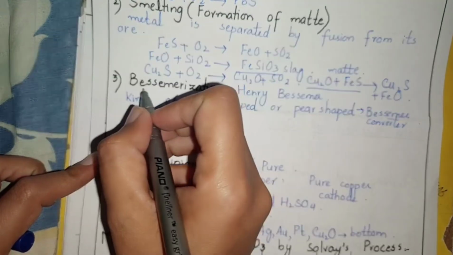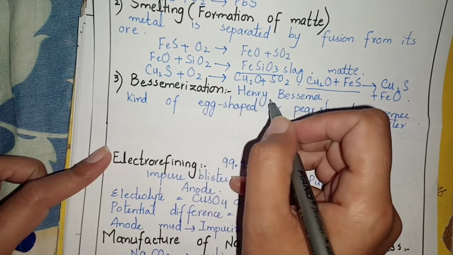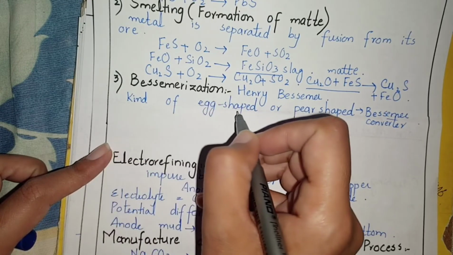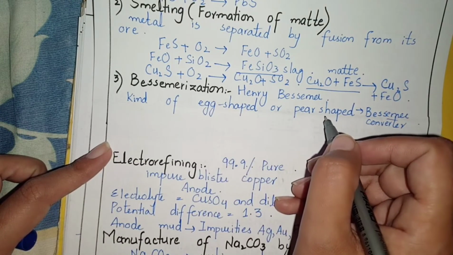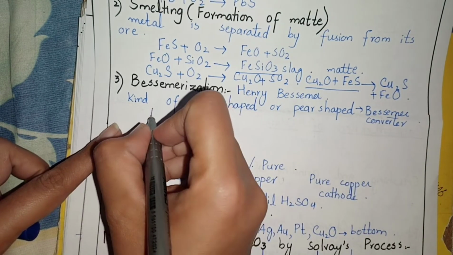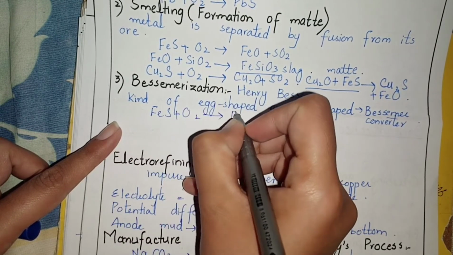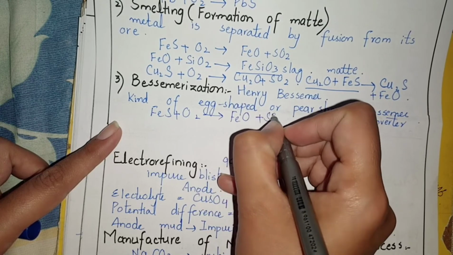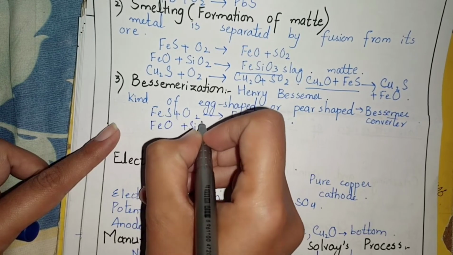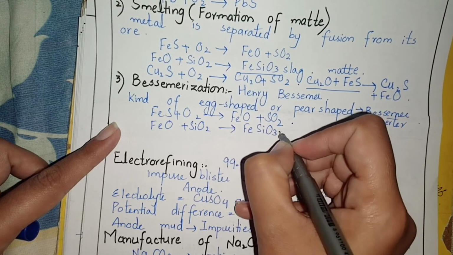The last method is Bessemerization. Bessemerization was invented by Henry Bessemer. This process is carried out in a special kind of egg-shaped or pear-shaped furnace which is called Bessemer converter. In Bessemerization, iron sulfide combined with oxygen, it will form iron oxide plus SO2. Iron oxide then combined with silica, it will form FeSiO3, slag.